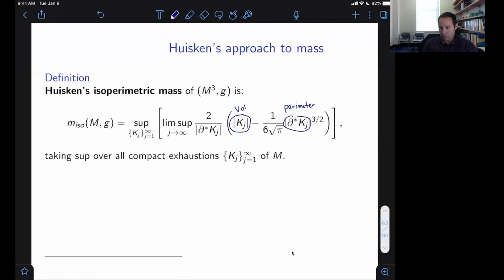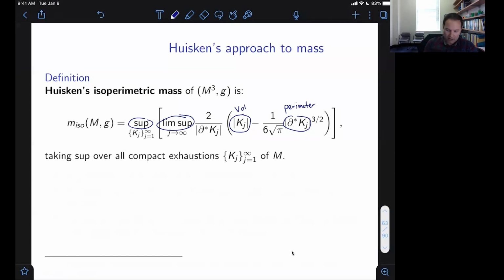And those are the only metric quantities that show up here, volume and perimeter. What you're doing is going out to infinity with an exhaustion by compact sets. You're looking at volume minus area to the 3/2, and trying to make that as large as possible. You're maximizing at infinity. Really, what you're doing is trying to minimize area with respect to volume. So you're really trying to find isoperimetric minimizers out near infinity.